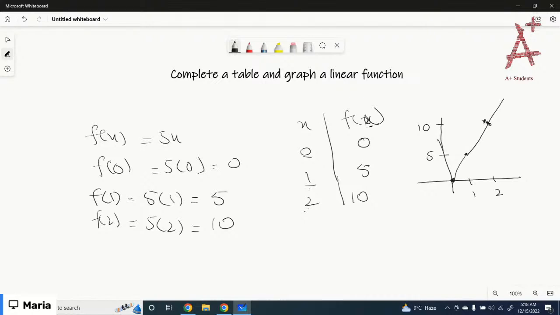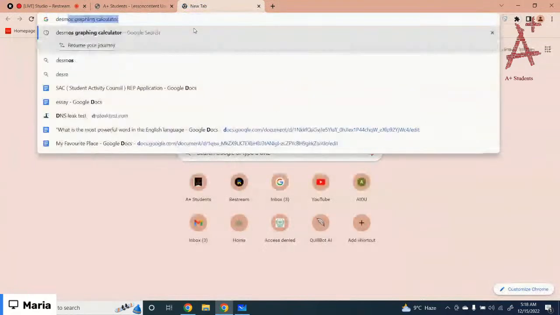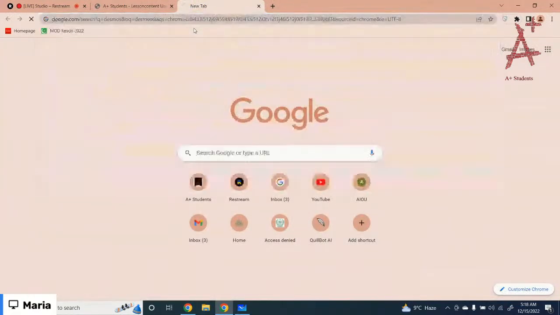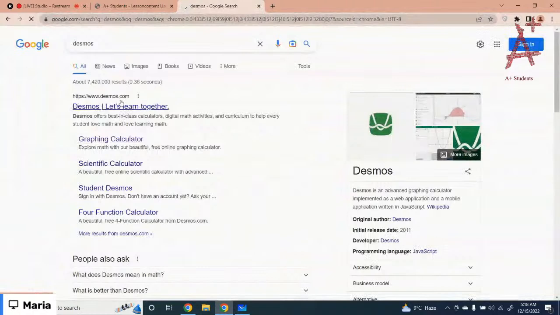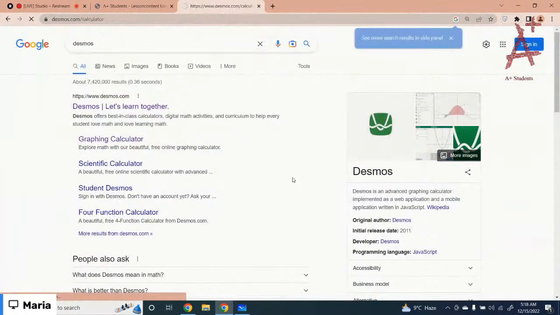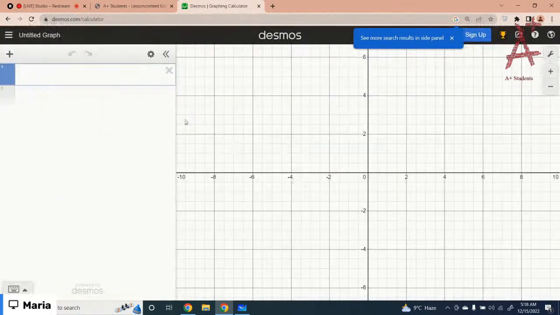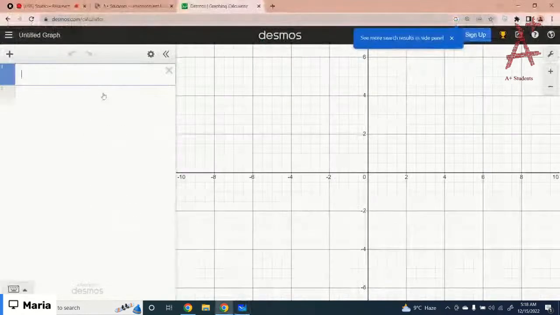I am drawing the graph on the board, that's why it isn't a straight line. If you are using any online graphing tool, let me just plot the graph on Desmos. Desmos is an online graphing calculator. I'm going to put a graph on Desmos. If you see the graph, it would be fine. Let me just plot the points on the graph: 0, 0, 1, 5, 2, 10.